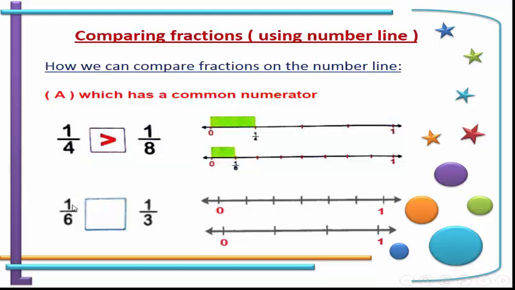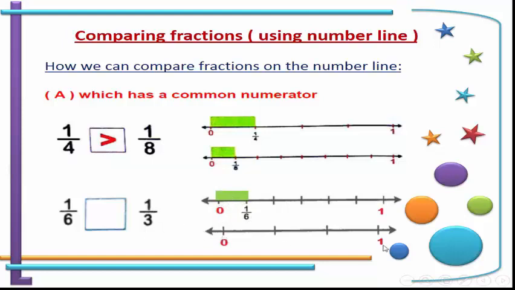Let's see. 1 over 6 and 1 over 3. Okay, for 1 over 6 we use 2 steps. Draw a number line. Start with 0 and end with 1 and break it into 6 parts. Okay, 1, 2, 3, 4, 5, and 6. 6 over 6 is written as 1. Then after 0 is 1 over 6. Okay, so this is the part.